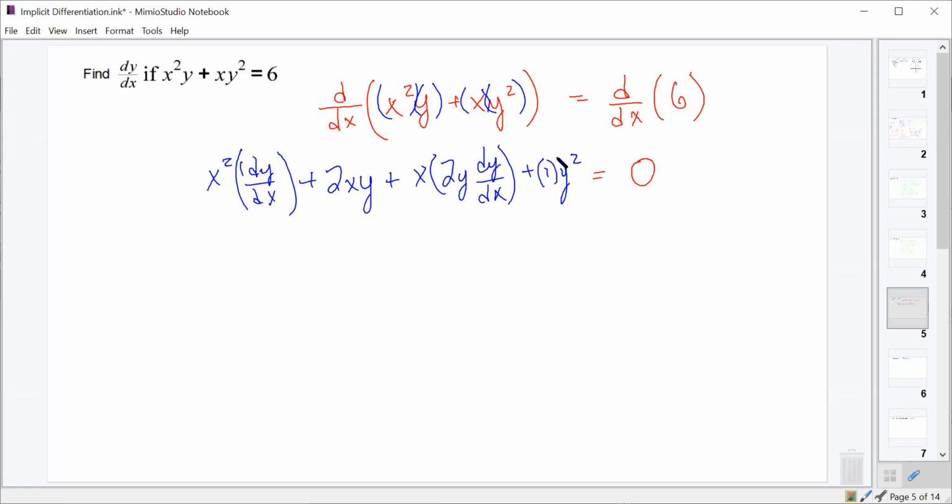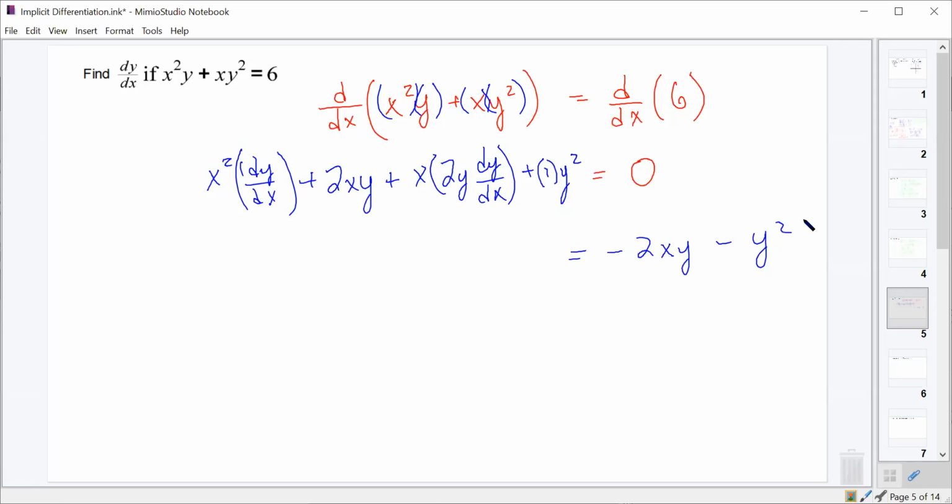Yes. All right, cool. Now we've got a bunch of terms on this side that have a dy dx in them, and some terms on this side that don't have a dy dx in them. So what we're going to do is move all the terms that don't have a dy dx in them to the other side of the equation. So I'm still going to be left with an x squared dy dx and a 2xy dy dx, but on the other side, I'm now going to have negative 2xy minus y squared.